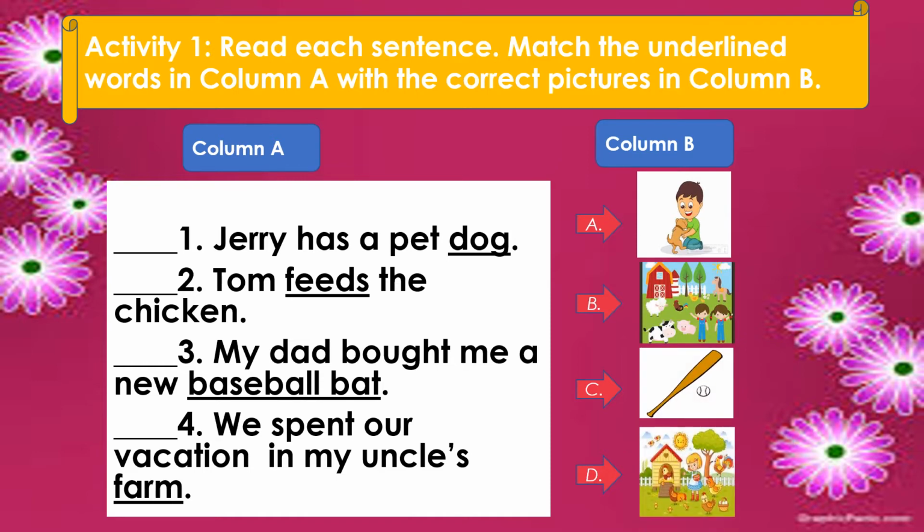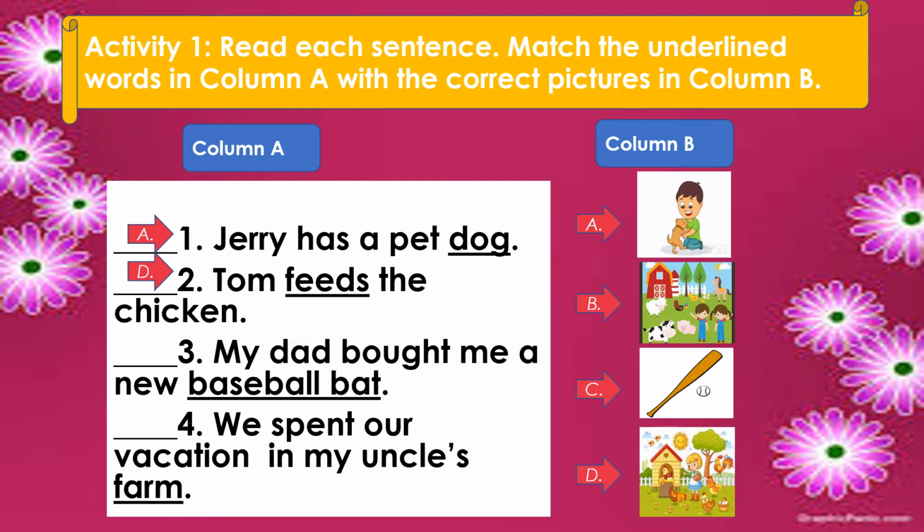Okay, what is the answer in number 1? Jerry has a pet dog. The underlined word is dog. Can you see a dog in the picture? Okay. Correct. Letter A. Number 2. Tom feeds the chicken. The underlined word is feeds. Can you see something that feeds the chicken? Correct. It's letter D.